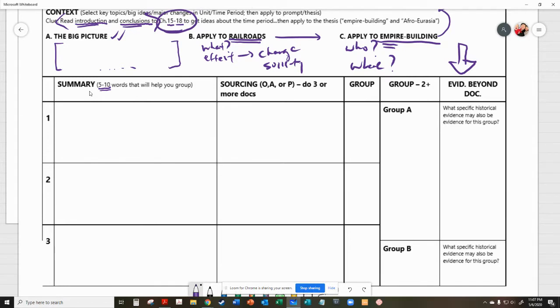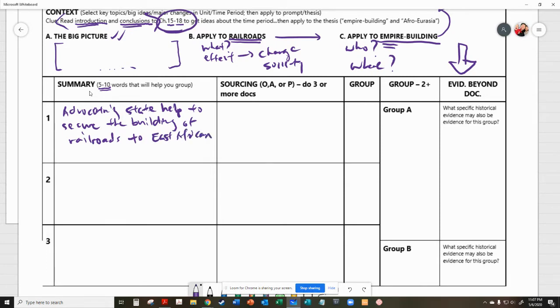Okay, so in this case, the author is advocating the state helps to secure the building of railroads to East African colonies. That might be one way to do it. Excuse the sloppy handwriting here. But again, that's one way. There's probably a little bit more than 10 words here.